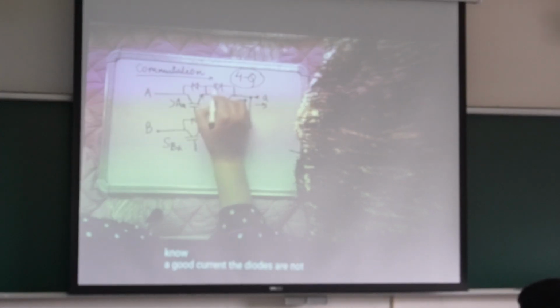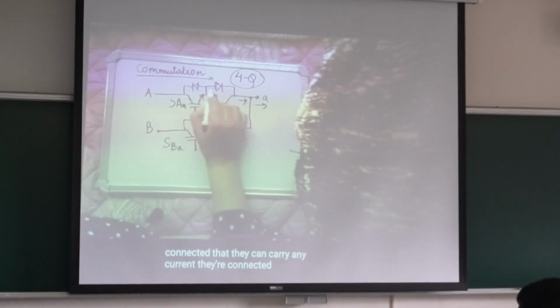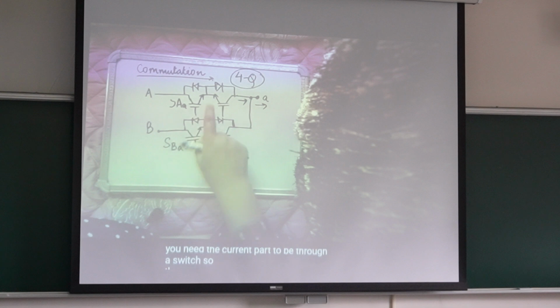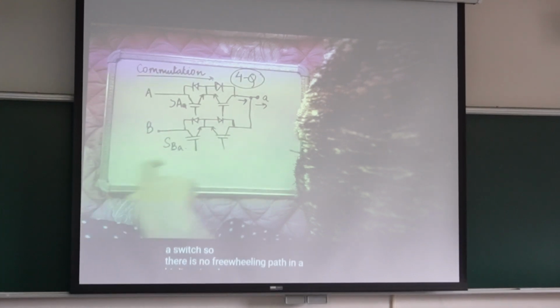The diodes are not connected such that they can carry any current. They're connected back to back. You need the current path to be through a switch, so there is no freewheeling path. So we have no bidirectional switch.